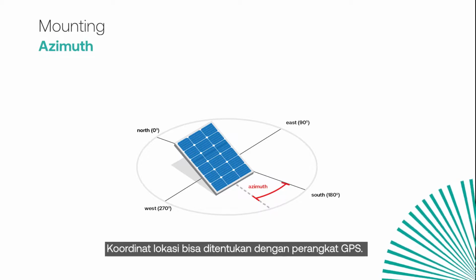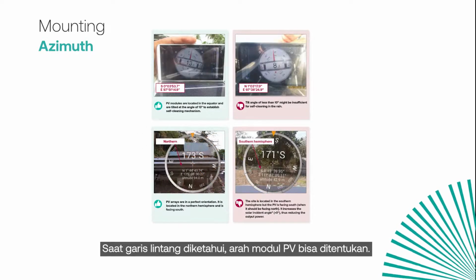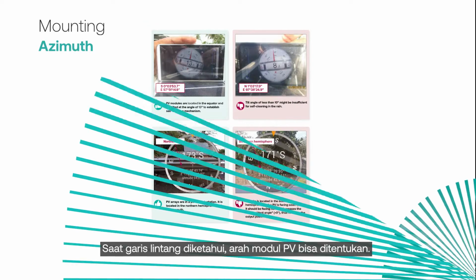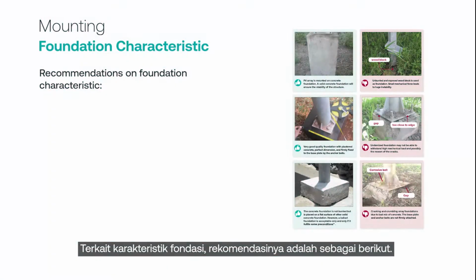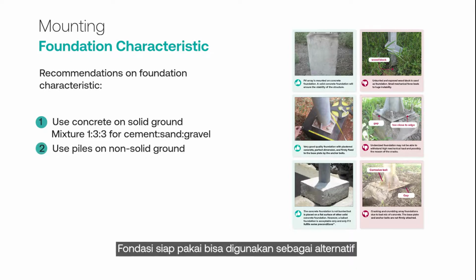Location coordinates can be determined using a handheld GPS. Once the latitude is known, the PV module direction can then be determined. Regarding foundation characteristic, the recommendations are as follows. For solid ground, use concrete foundation. The recommended mixture is 1:3:3. For non-solid ground, like swamp or agriculture field, use piles.